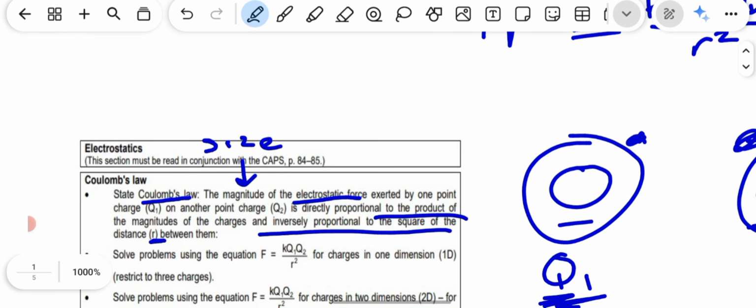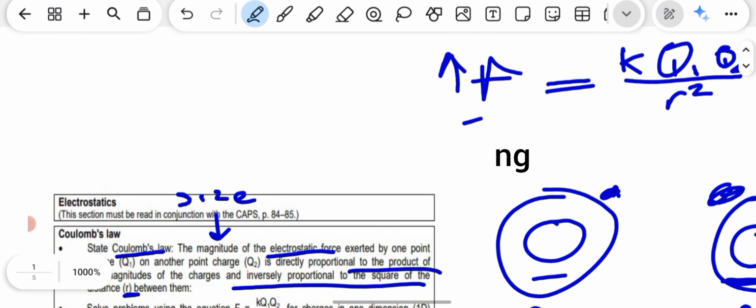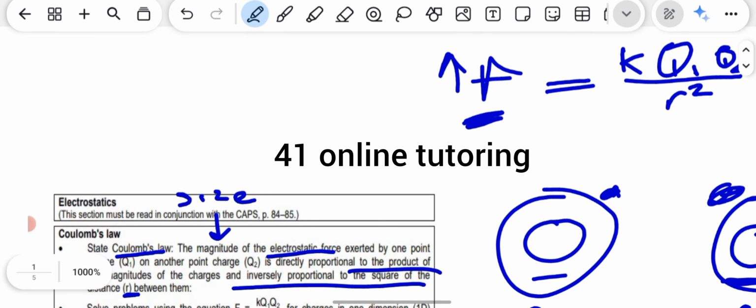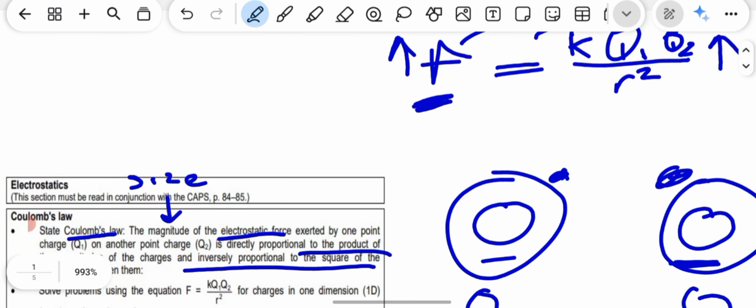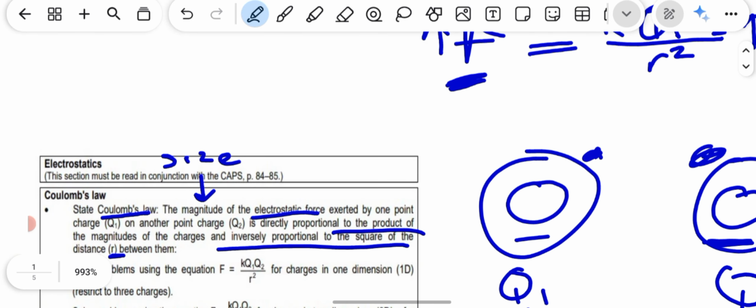So now we are saying that the magnitude, which is the size of our electrostatic force, is going to be exerted by 1 point charge, which is this charge right there, on another charge. It is going to be directly proportional, right, to the magnitude of the two charges and inversely proportional to the square of the distance between the two charges.